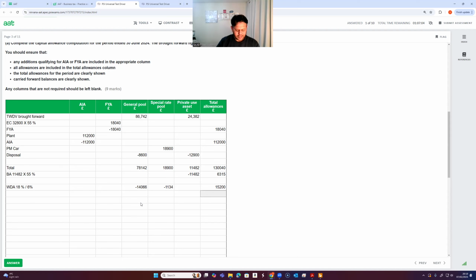So we need to now find how much is the closing balance. So let's try to find the closing, the carried forward written down balance. So you need to just minus 78,142 minus 14,066. That is 64,076.